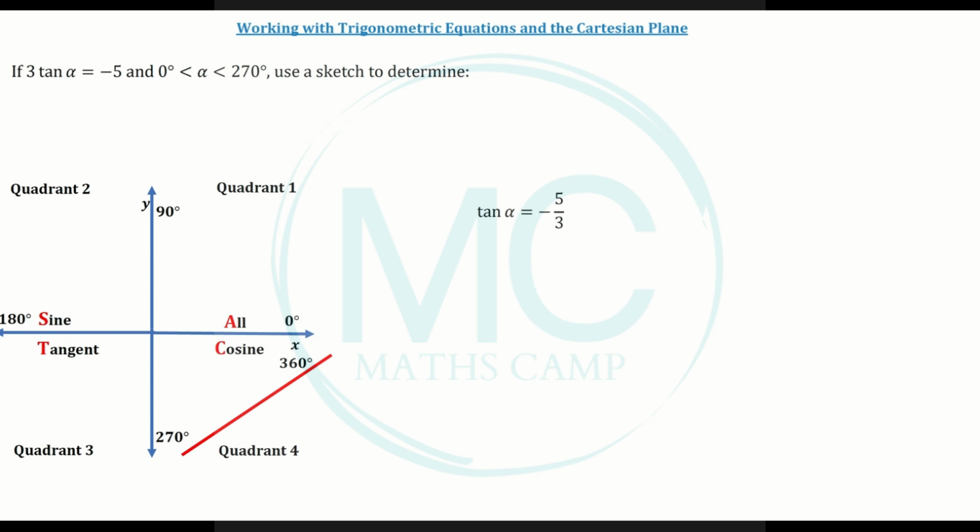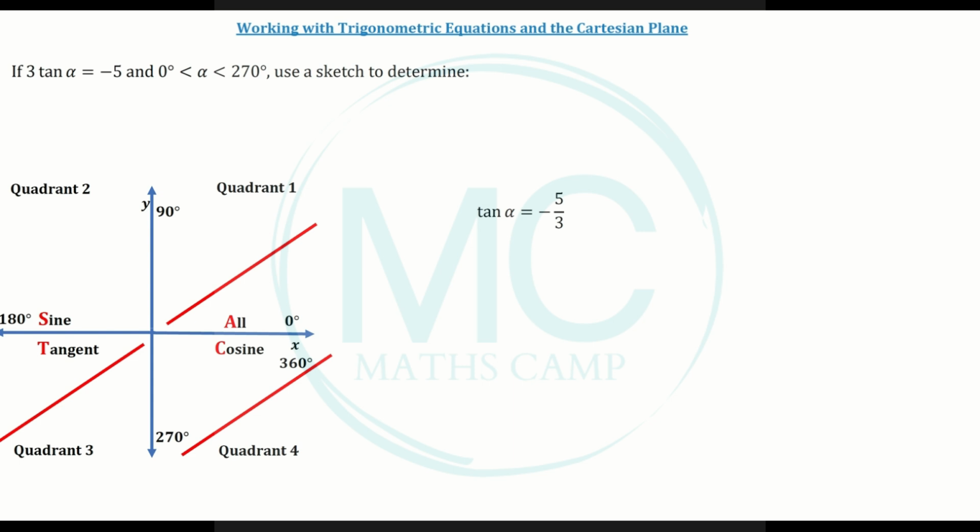Tan alpha is negative. All the trigonometric ratios are positive in quadrant 1, so tan cannot be negative here. So let's put a red line through quadrant 1. Tan is positive in quadrant 3, and we want a quadrant where tan is negative, so we can't work with this quadrant either. So let's put a red line through quadrant 3 as well. We are going to focus on quadrant 2.